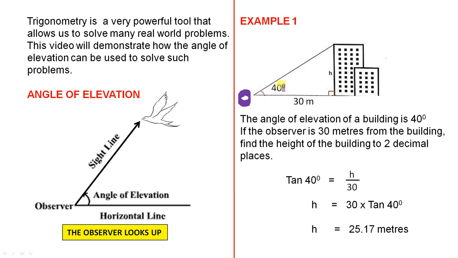If we remember from previous videos, tan of an angle is opposite over adjacent. So tan 40 is h over 30. So h, if we multiply both sides by 30, h equals 30 times tan 40. So h is 25.17 meters. You just use your calculator the same way we did in the previous videos, and that gives us h is 25.17 meters, which is the height of the building, and we have 2 decimal places.